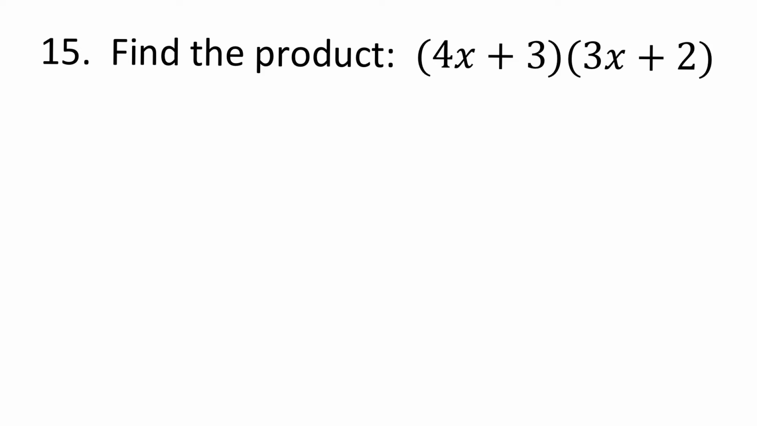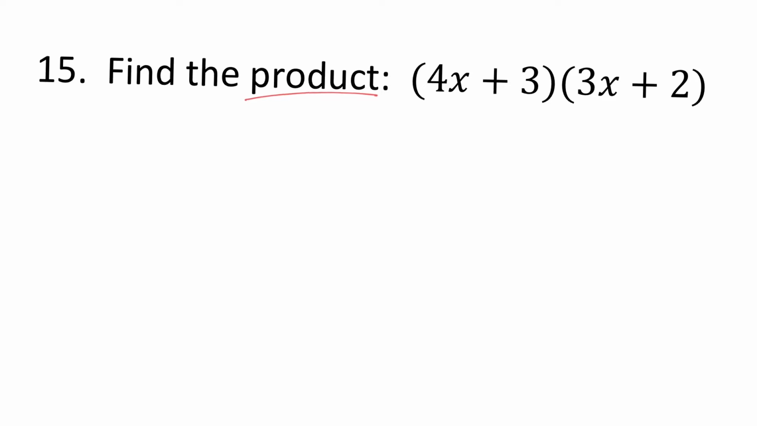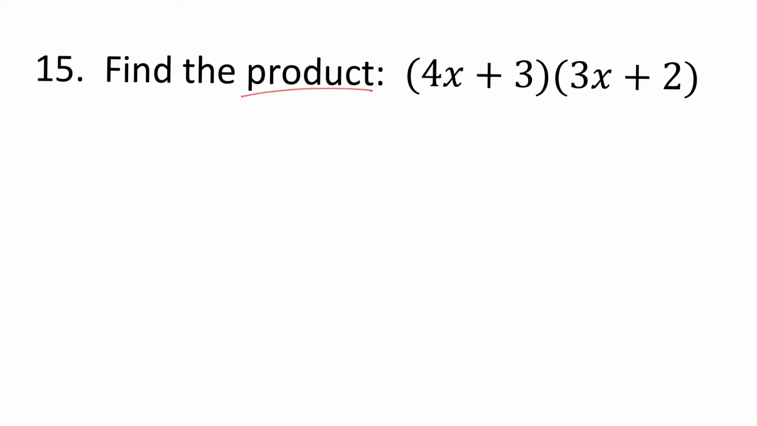Number 15. This one is different. It says find the product. Product means you have to multiply the two terms, or in this case, binomials, so you guys can find the answer, the product. So I do have two binomials, 4x plus 3 times 3x plus 2. I'm going to use the distributive property, and this is how you guys will distribute.